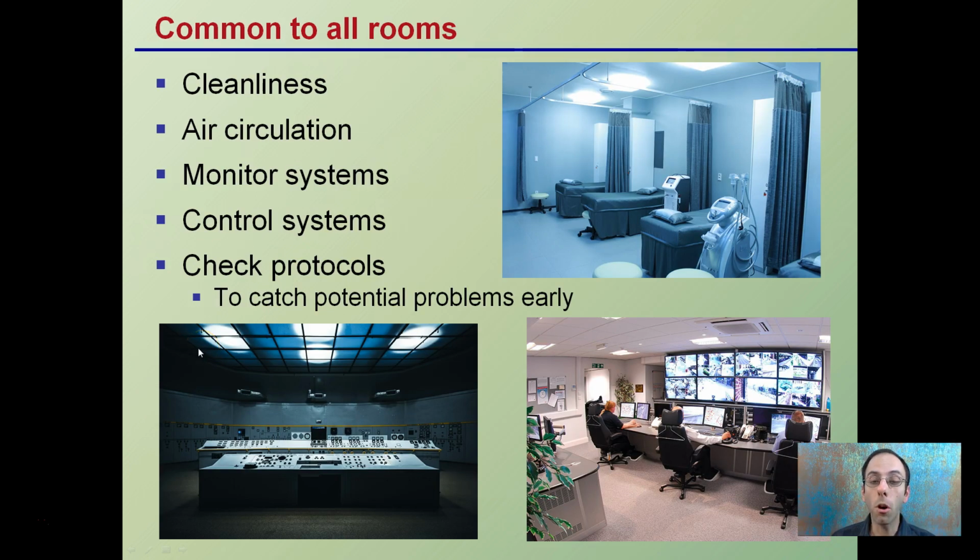So starting, common to all of these rooms should be cleanliness, good air circulation, and monitoring systems. Ways to control different aspects and environments within the room, and ways to check to make sure everything's working and functioning properly. The check protocols is a great way to hopefully notice that something's going awry very early so it doesn't damage the crop permanently.